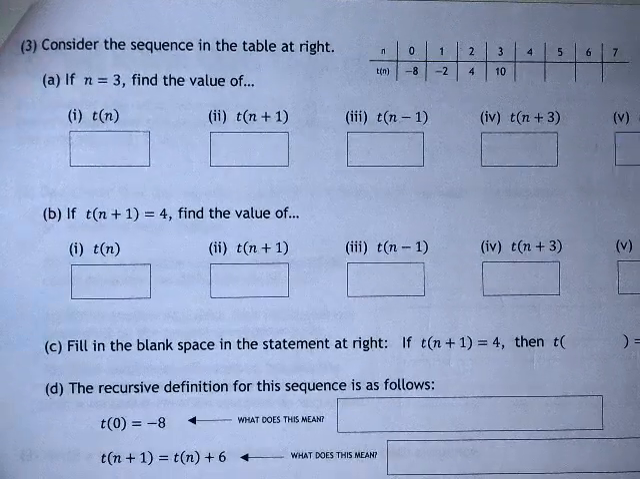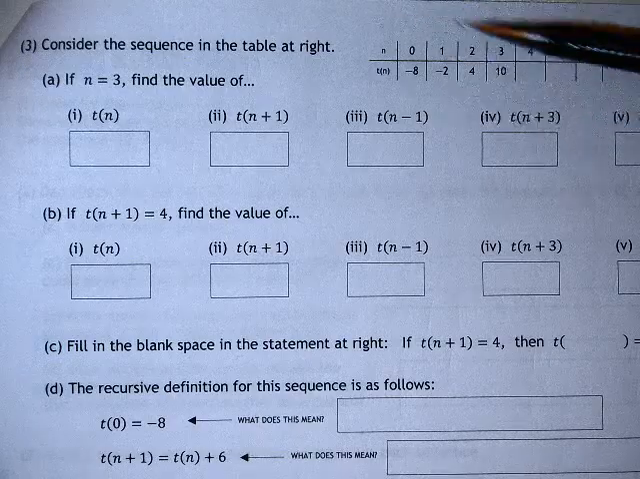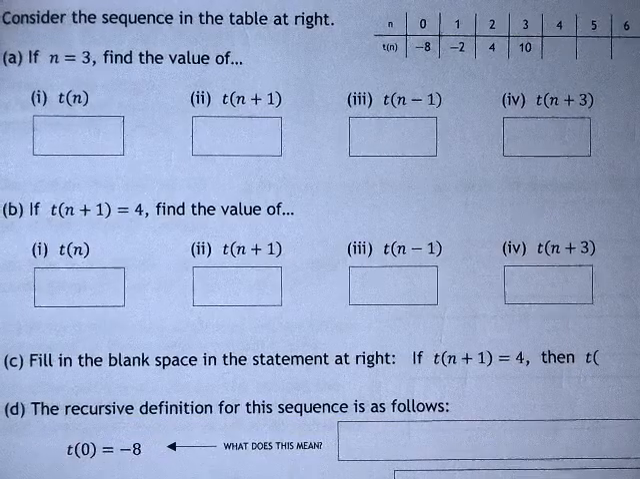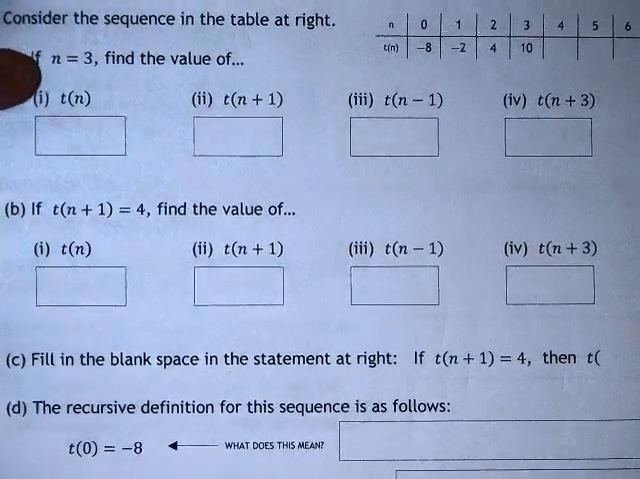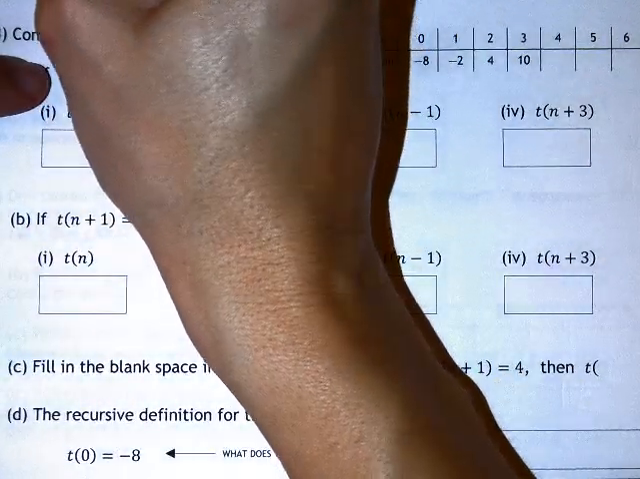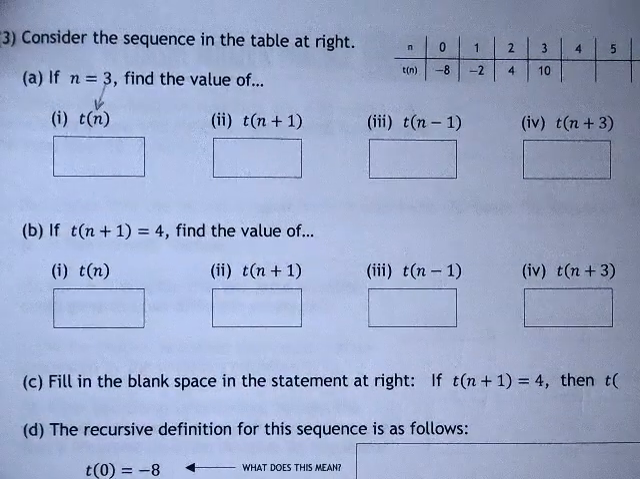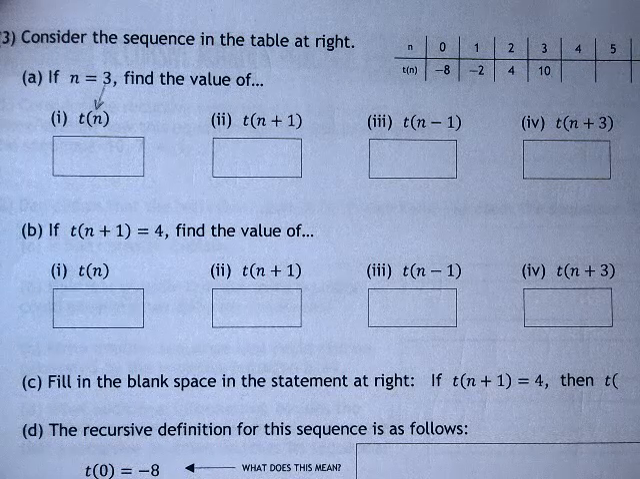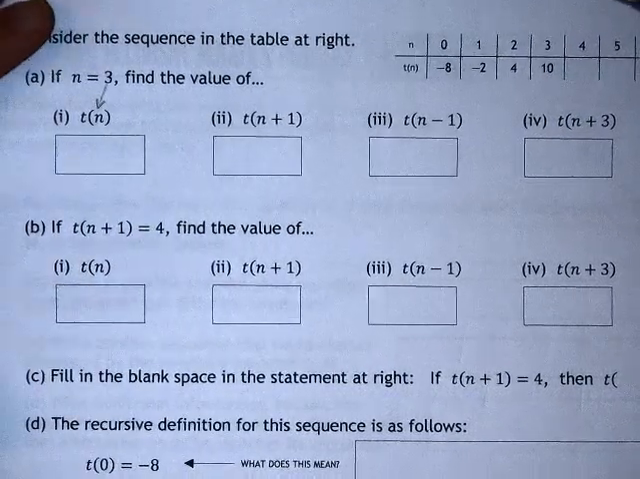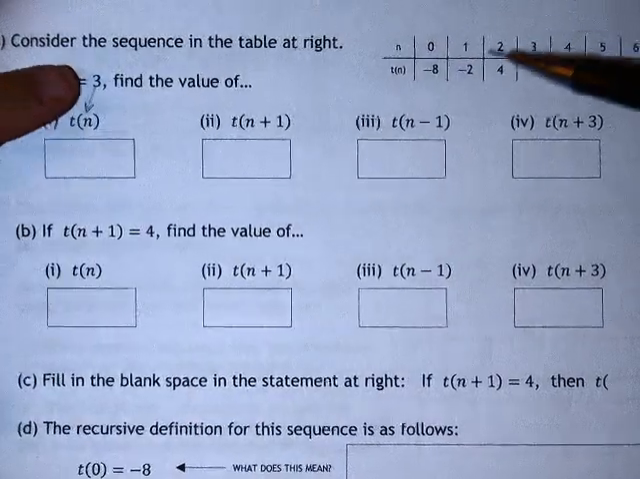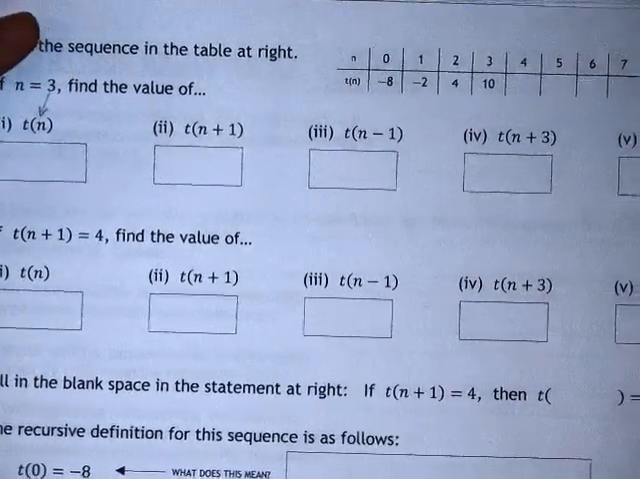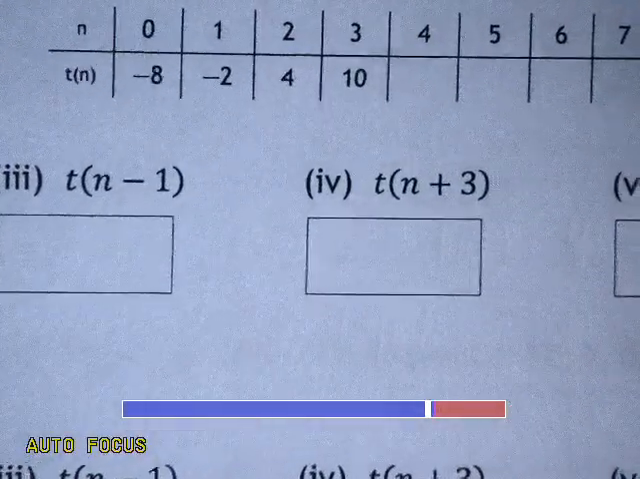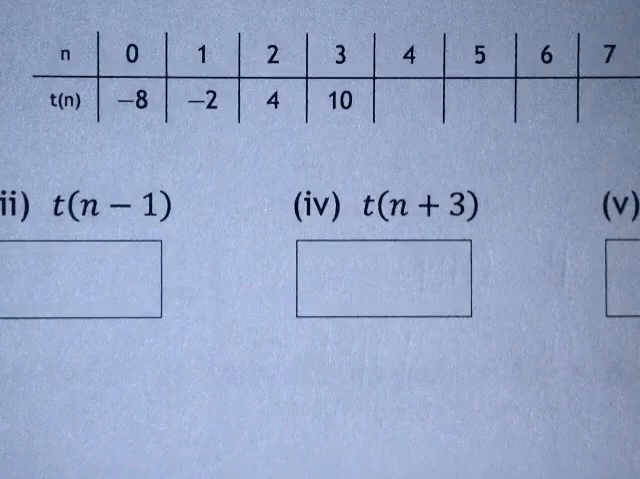In number 3, letter A, it says n is 3, so we want to find the value of each of these expressions. If you remember from the previous series of videos, all that means is we're going to plug 3 in for the letter n in each problem, and we're going to see which term the table tells us to use. Now, the only downside I can possibly see is that the table's not complete. So it may be smart before we start the question to actually finish the table first and make sure that we know what to do.